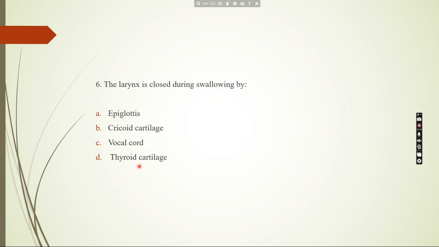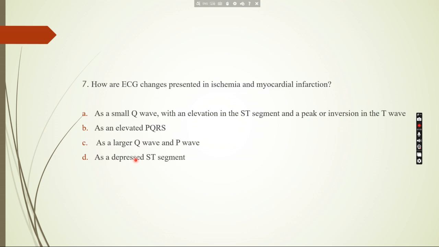The next question, the larynx is closed during swallowing by, the options are epiglottis, cricoid cartilage, vocal cord and thyroid cartilage. The right answer is epiglottis.